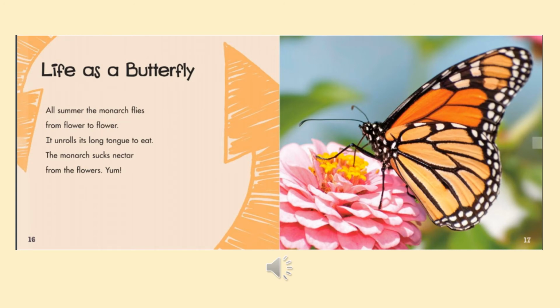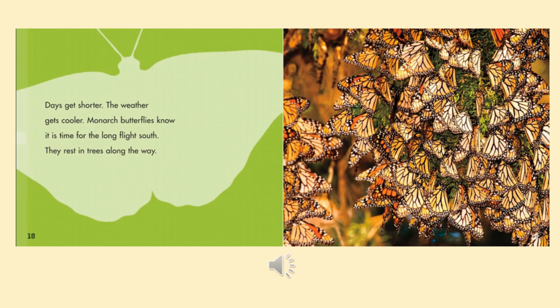Life as a butterfly. All summer, the monarch flies from flower to flower. It unrolls its long tongue to eat. The monarch sucks nectar from the flowers. Yum! Days get shorter. The weather gets cooler. Monarch butterflies know it is time for the long flight south. They rest in trees along the way.